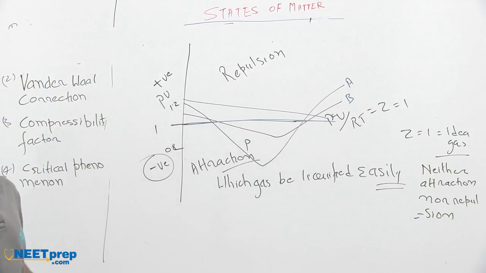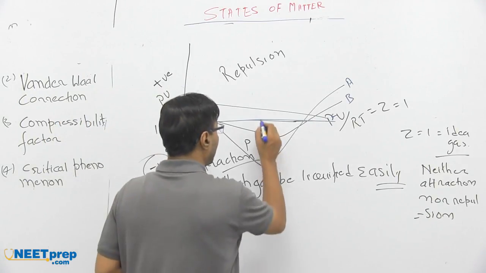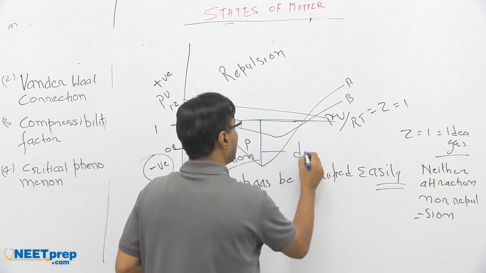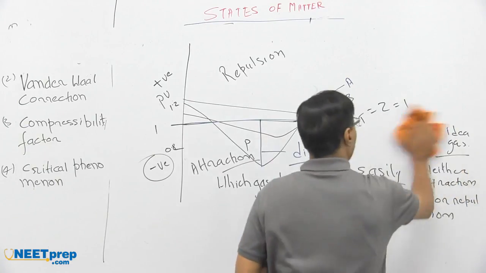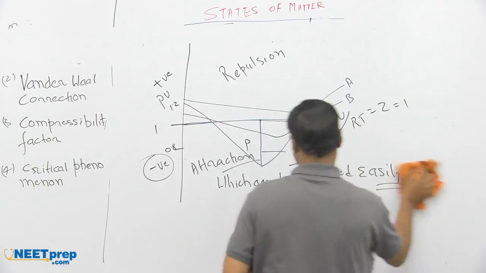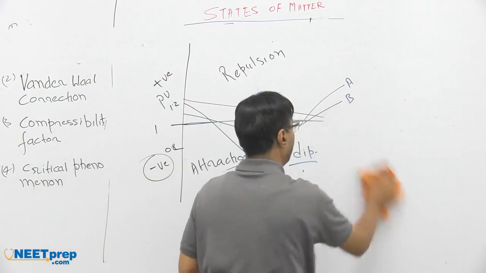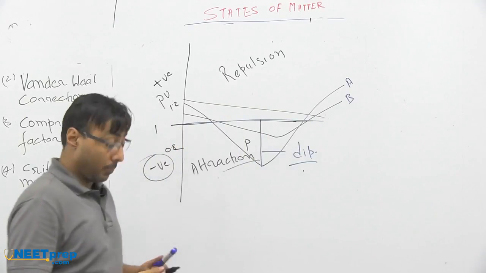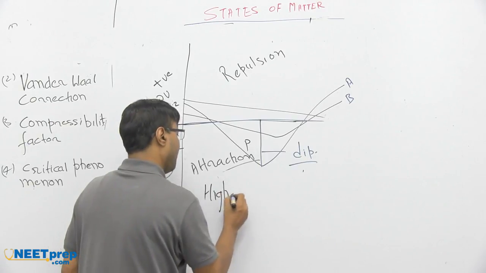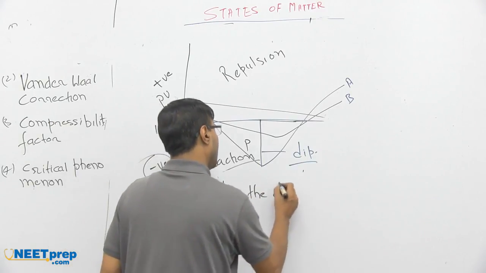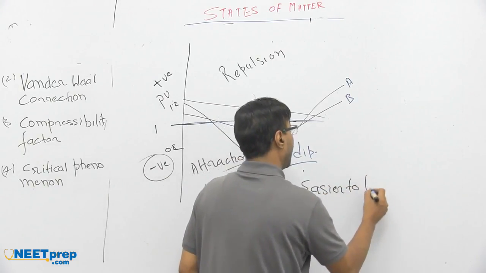Now, which gas is having maximum attractive force? This part is known as dip. Higher the dip, easier to liquefy the gas.